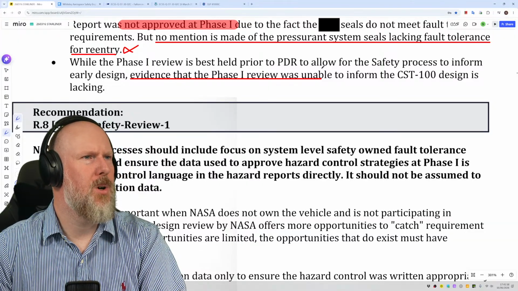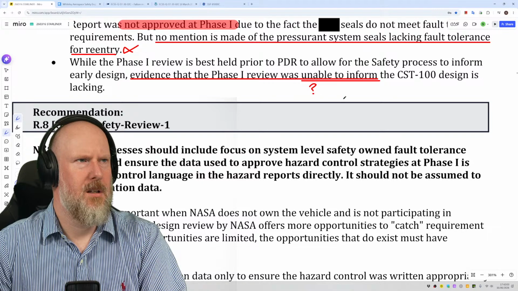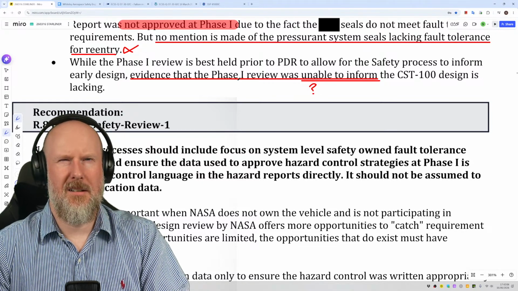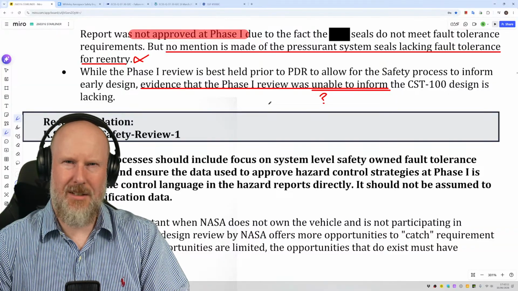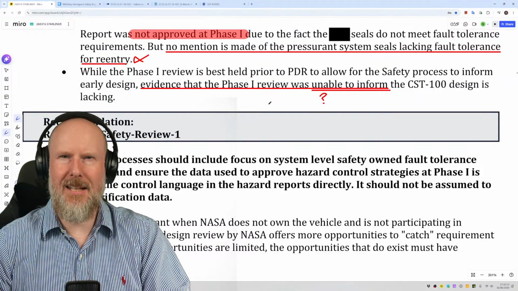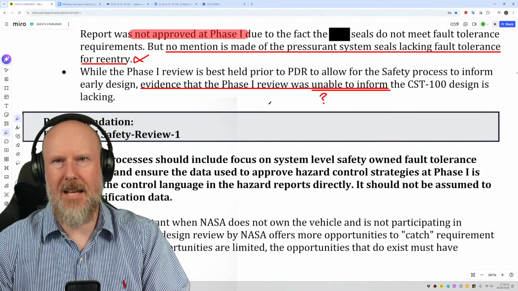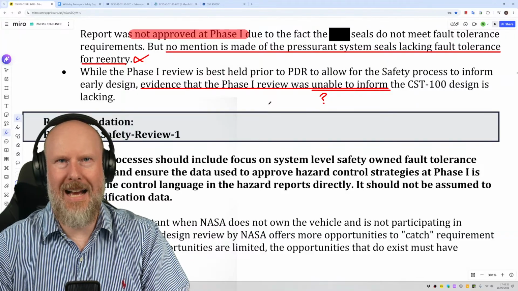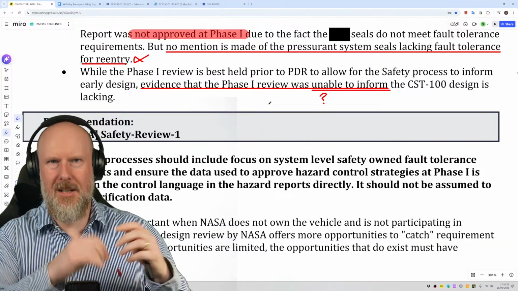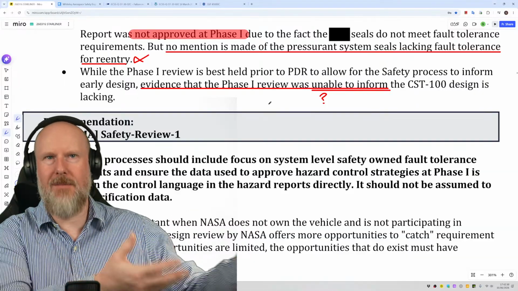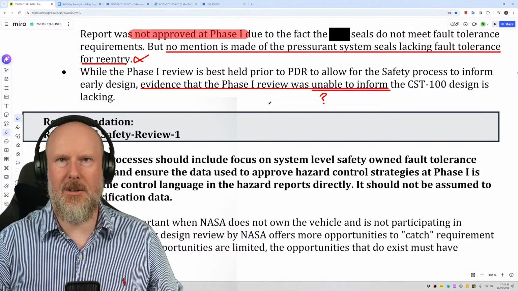Evidence that the review was unable to inform is lacking. I'm not being funny, but if the safety review is after the PDR, is that not the evidence that it cannot meaningfully inform the design? Unless you treat the safety process and the generation of documents as a paperwork exercise, and all the intellectual work and analysis has been done, and that information has found its way to inform the design, and then it's just documenting it and dealing with it afterwards.